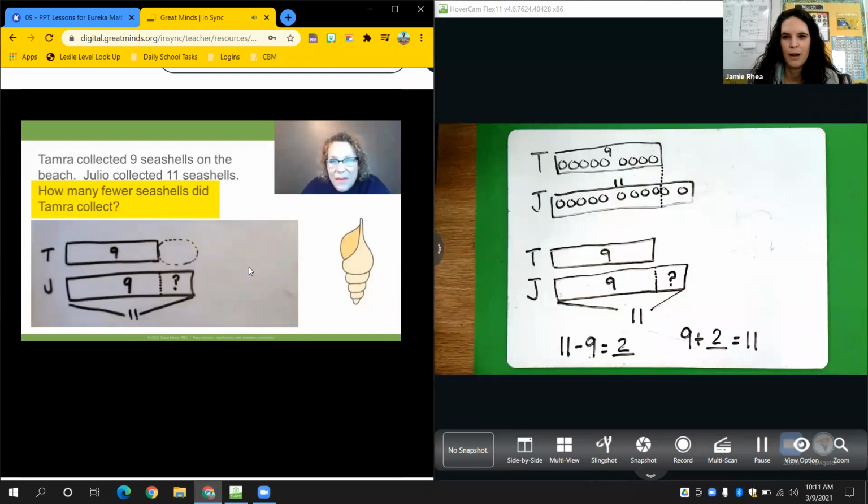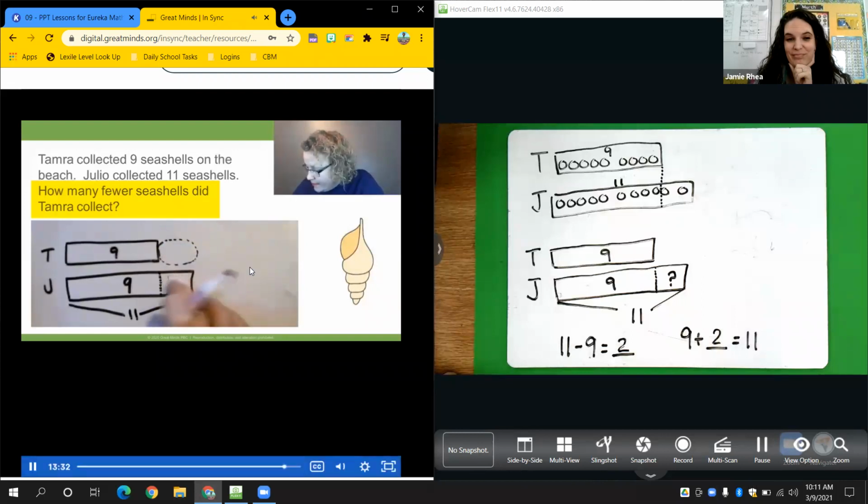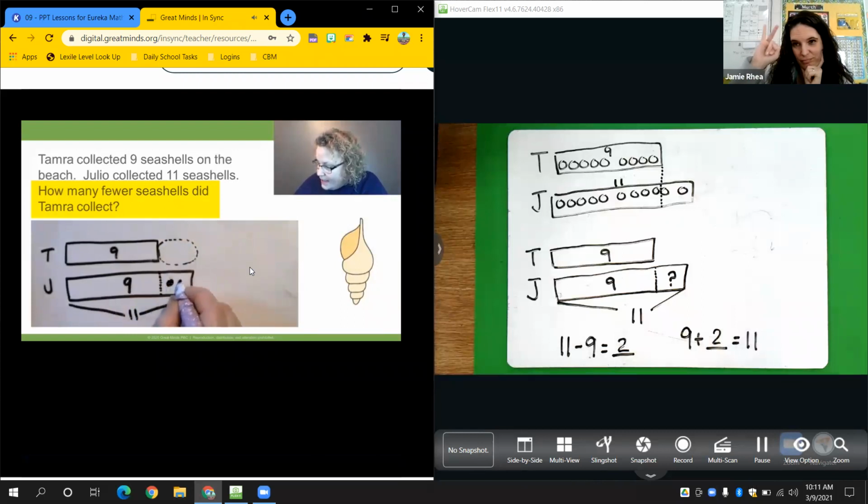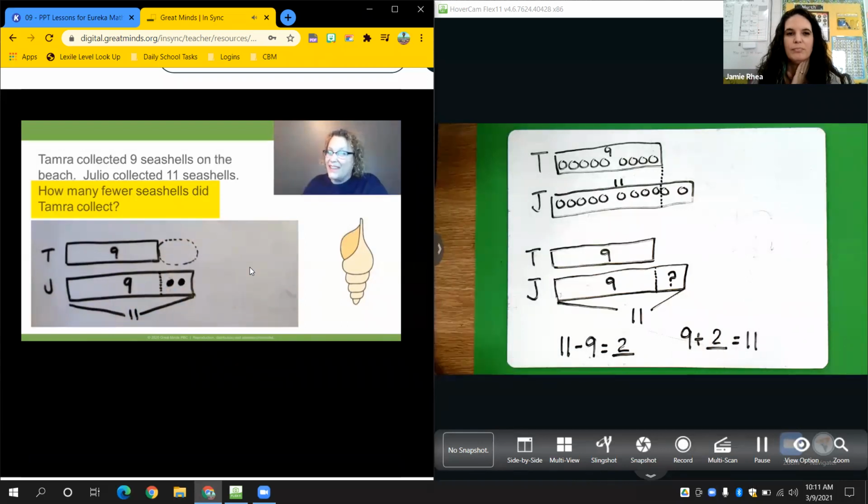How can I solve this problem? Subtract or add. We could count on. 9 is so close to 11. Let's do that. 9, 10, 11. That means that Tamara has 2 fewer seashells than Julio.